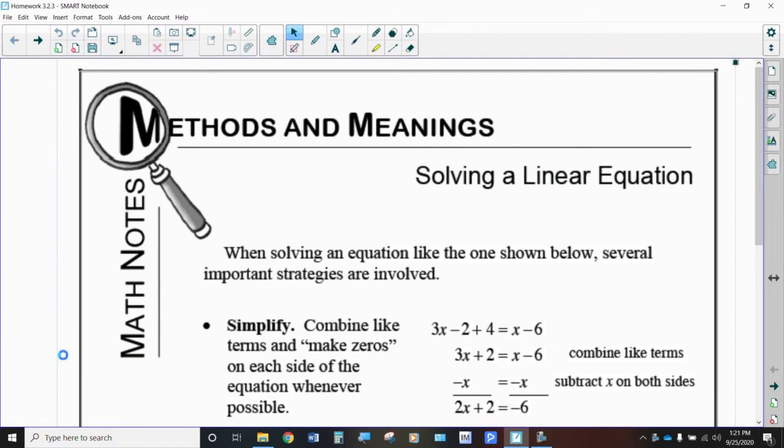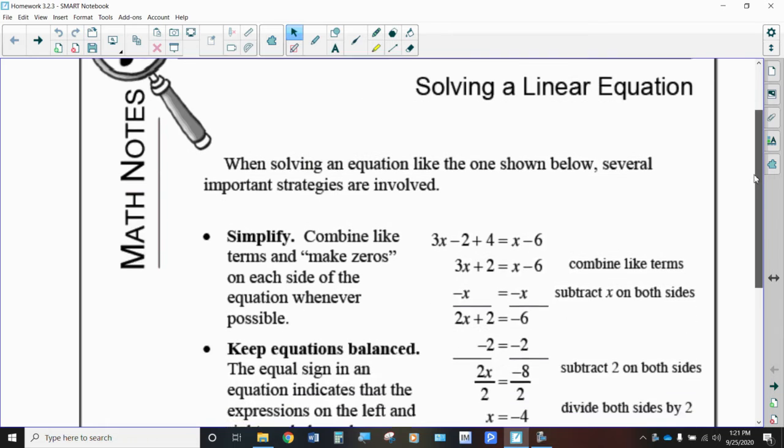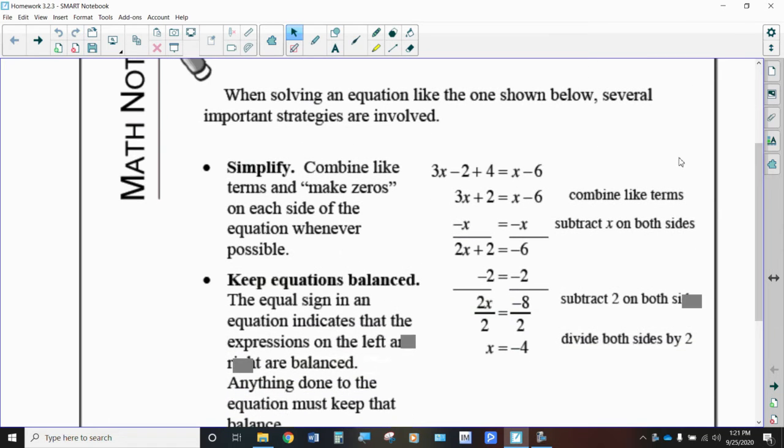Alrighty, let's take a look at homework for lesson 3.2.3. So basically solving linear equations with one variable. These are the steps we've been talking about since 7th grade.